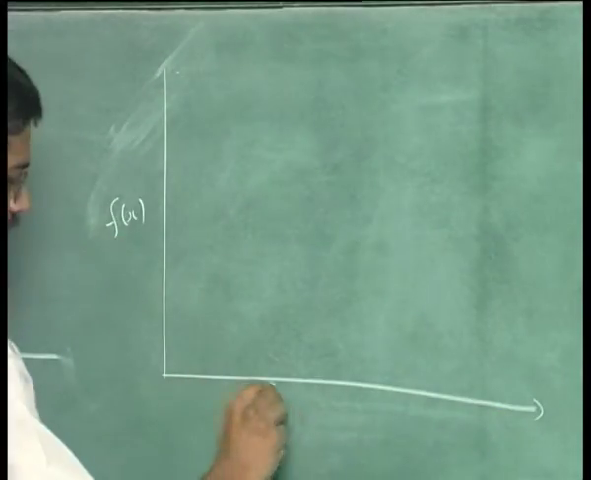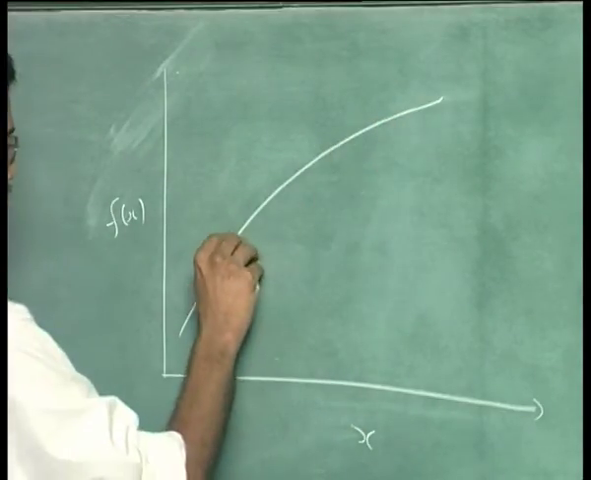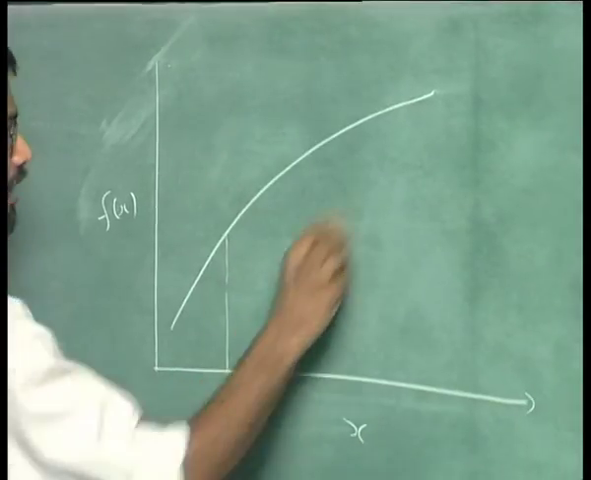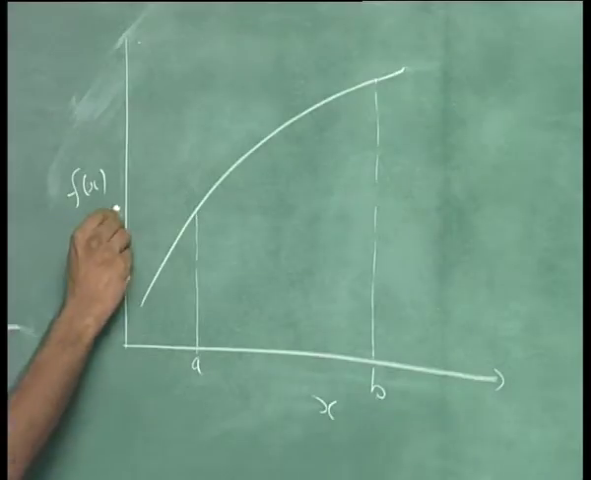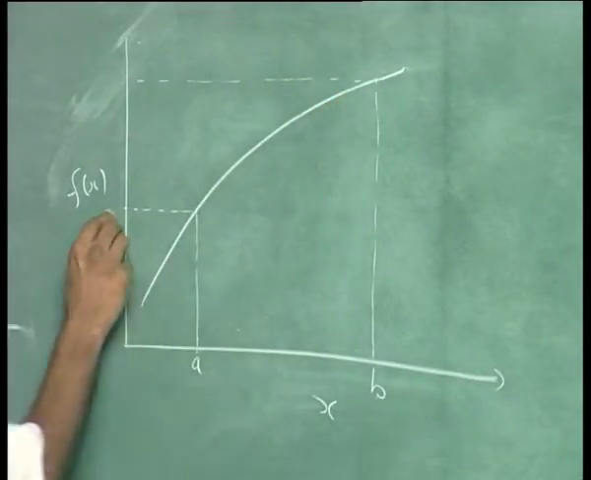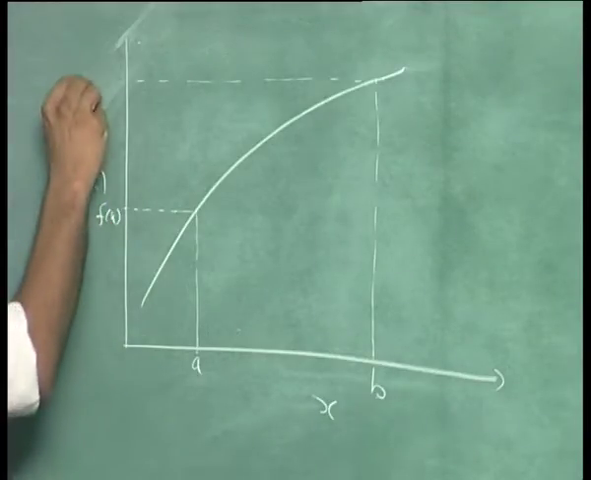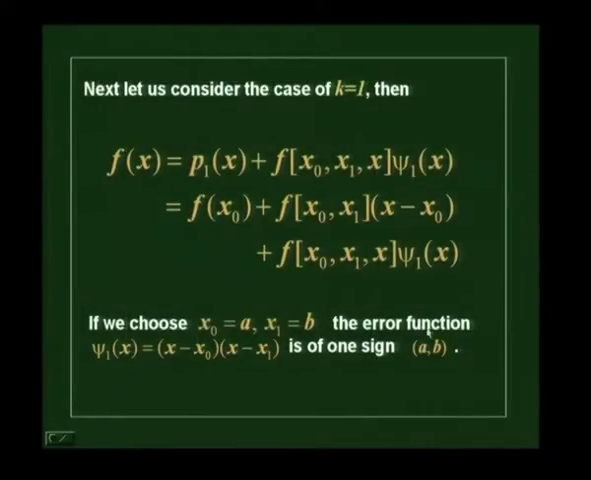We take a similar type of function, and this is my x-axis, so we'll have a function like this, and then we choose the interval a and b. We are going to evaluate and tabulate the function values at these two points, f of a and f of b. That's what we are going to use, in the whole interval a to b. So psi 1 of x, which is (x minus x0) times (x minus x1), becomes (x minus a) times (x minus b), where x0 is a and x1 is b.